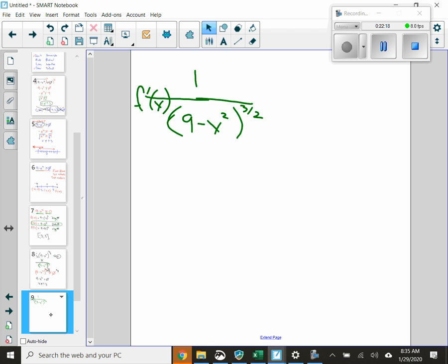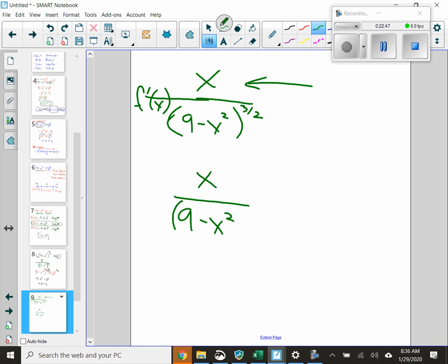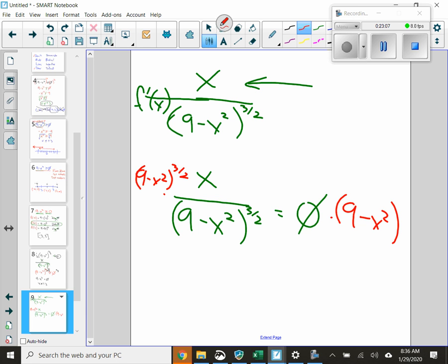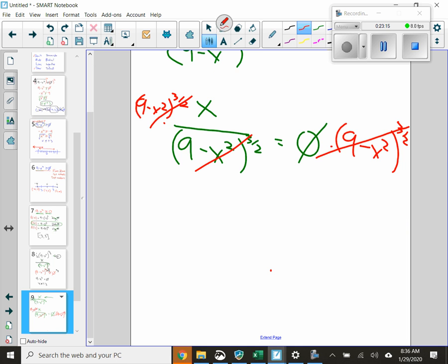But now it does make a difference because I need to find out what values of x will make this equal to 0. And when you're trying to find out what values make a rational function, that is a polynomial divided by a polynomial, equal 0, you only have to worry about the numerator. And the reason is this. I'm going to go x divided by 9 minus x squared to the 3 halves equals 0. And again, I'm trying to solve for x, so I'm going to multiply both sides by 9 minus x squared to the 3 halves. So these cancel out. This remains 0. And all I'm left with is the numerator, x equals 0.